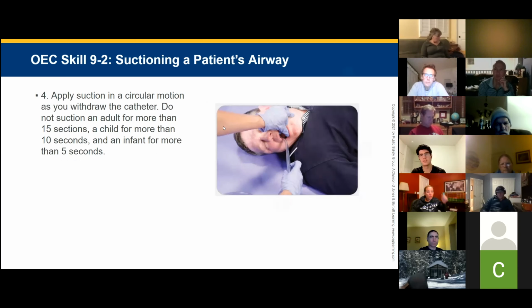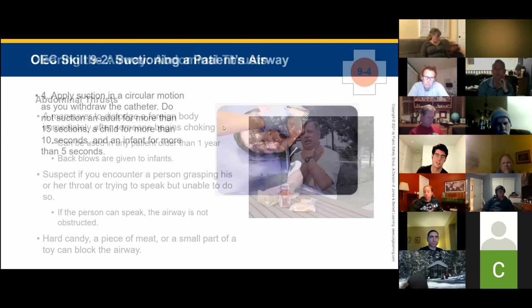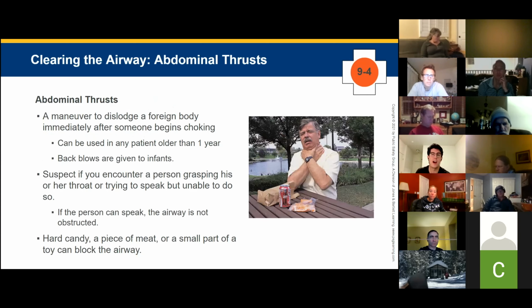All right, gonna talk about abdominal thrust, and we're almost through this section. We'll get into the general review. So this is our last bit of topic, just the Heimlich maneuver. I'm sure we've all heard of the Heimlich, or I would guess most of us have, a way to dislodge a foreign body immediately after someone begins choking. This is for people older than 1 year. So basically you don't use this on babies. You don't use it on infants. You can use it on toddlers, children, teenagers, adults, just not infants, not little babies in diapers. You don't use this on them.